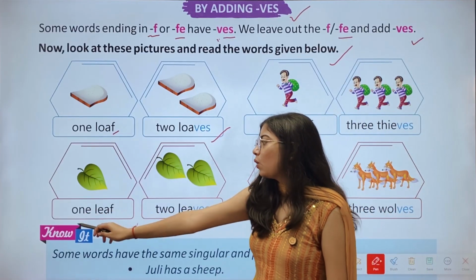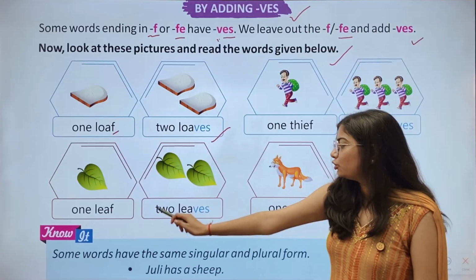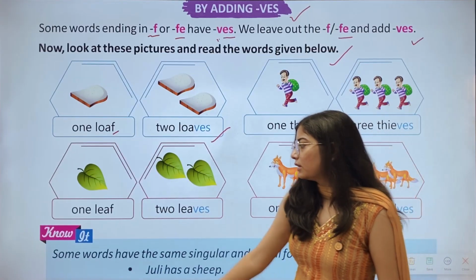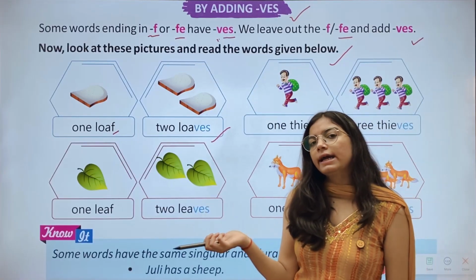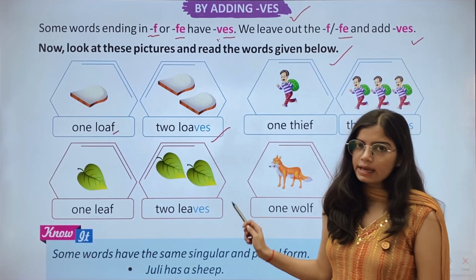Then here we have one leaf, two leaves. Here we have f in the end. Again, we have removed the f and we have added ves.